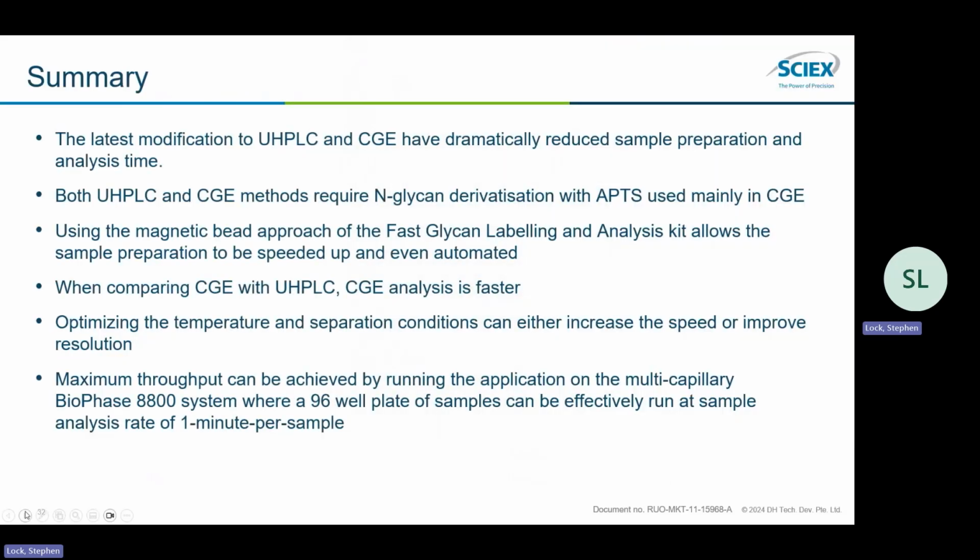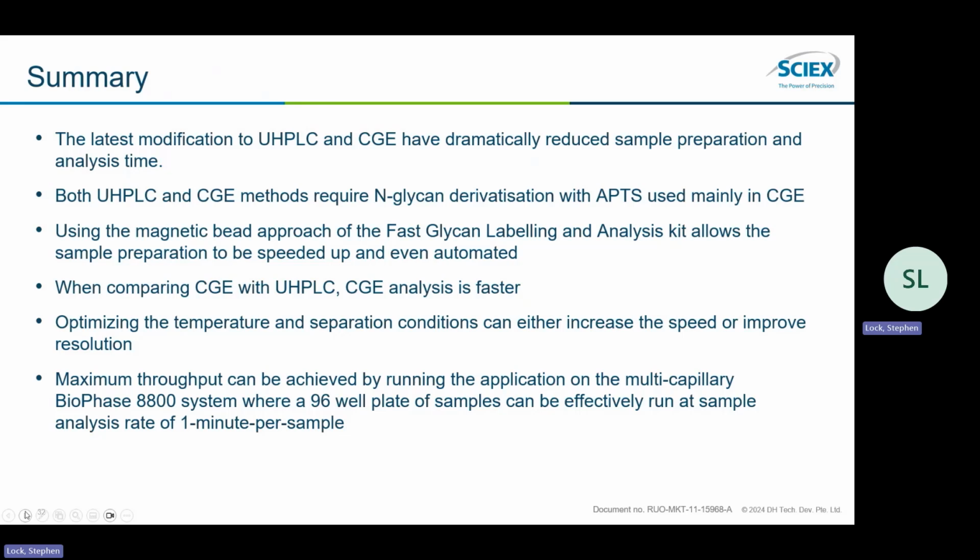So I'd like to finish my talk with a quick summary of some of the comments I've made today on how you could use CE to do N-glycan analysis. Looking at the overall picture, the latest modifications of UHPLC and CGE have dramatically reduced sample preparation and analysis time. Both UHPLC and CGE methods require derivatization of the N-glycans, but CGE uses a different derivatizing reagent. We use APTS rather than RapiFluor or 2-AB, which is classically used for HILIC analysis.